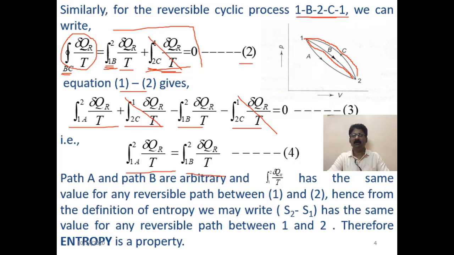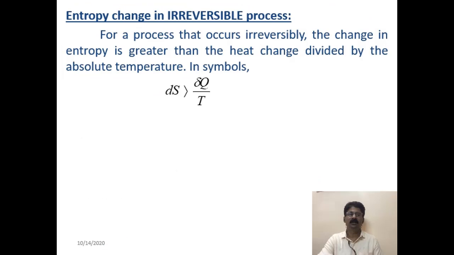So the integral of del qr by t has the same value for any reversible path between 1 and 2. Hence, from the definition of entropy, we may write that S2 minus S1 has the same value for any reversible path between 1 and 2. So hence you can conclude that entropy is a property. This is how you have to prove that entropy is a property. Now let us find out how to find the entropy change in an irreversible process.